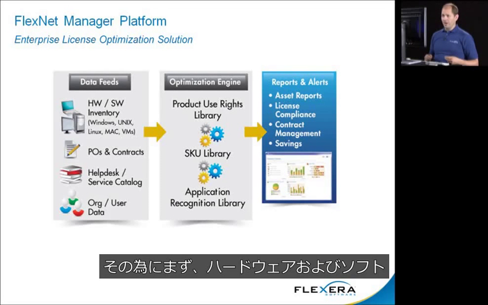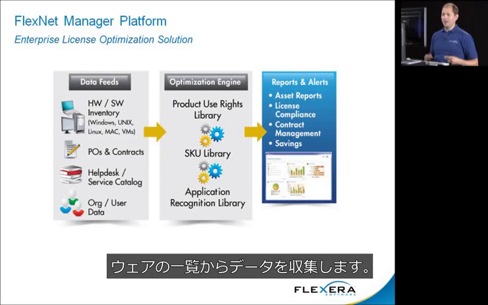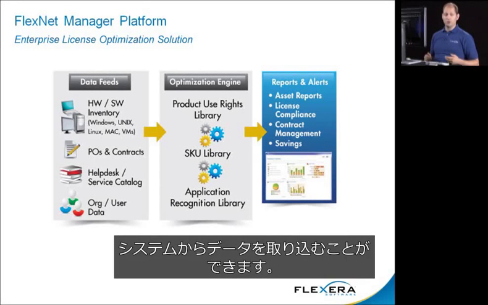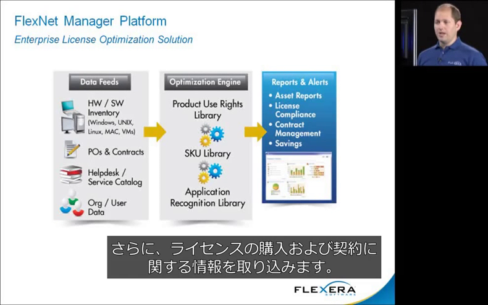So to bring that data in, we first would collect data from a hardware or software inventory. And using our inventory agents, we can collect that data from Windows, Unix, Linux, Mac, virtual machines, and many other systems as well. Additionally, we need to bring in purchasing data and contract data.